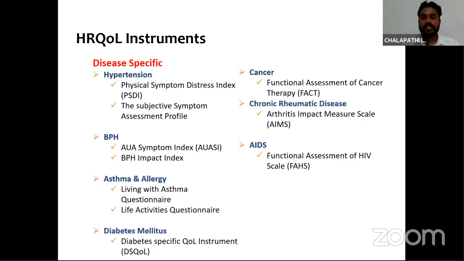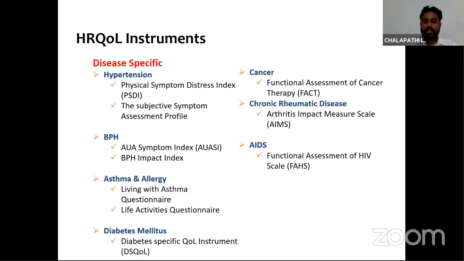When you go to disease specific, these are all different scales, and for each one you may have to take specific permission from the authorized authority to use the scale. If you look into hypertension, we have the Physical Symptom Distress Index. We have the Subjective Symptom Assessment Profile for hypertension. For BPH, we have the American Urological Association Symptom Index, AUASI. Then the BPH Impact Index. Then for asthma, we have the Living with Asthma Questionnaire, then Life Activities like that. Each is different. Like I said, for cancer, we have the Functional Assessment of Cancer Therapy, the FACT scale. Then one more is the FACT-P scale, which is specific for prostate cancer.